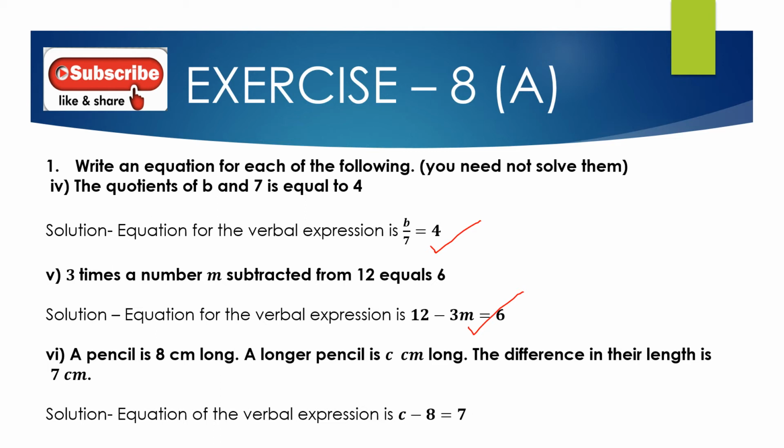Sixth bit. A pencil is 8 cm long. A longer pencil is 6 cm long. The difference in their length is 7 centimeter. So equation for this verbal expression is c minus 8 equal to 7. Difference in their length is 7, so c minus 8 is 7. This is the equation for this given verbal expression.